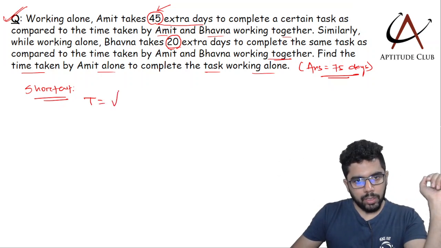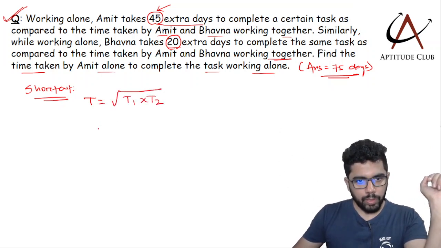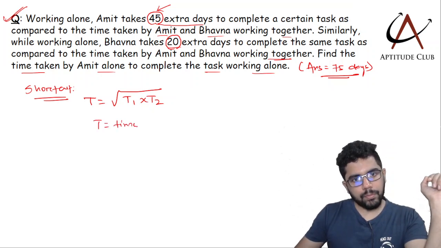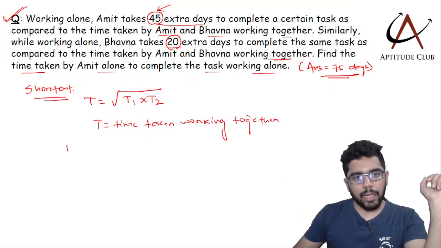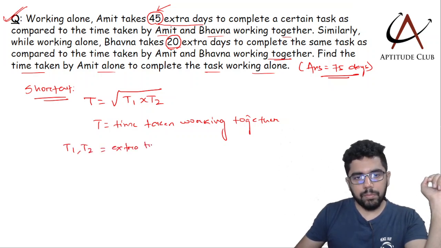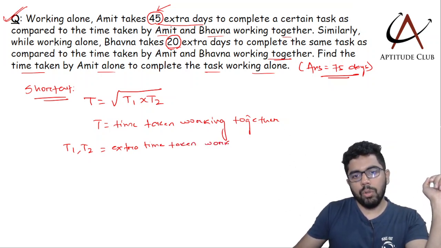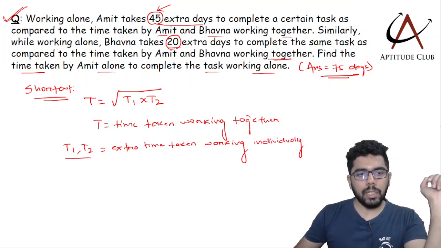That T is square root of T1 into T2, where T is the time taken working together, and T1 and T2 are the extra time taken working individually.